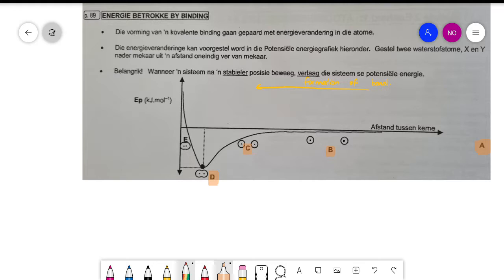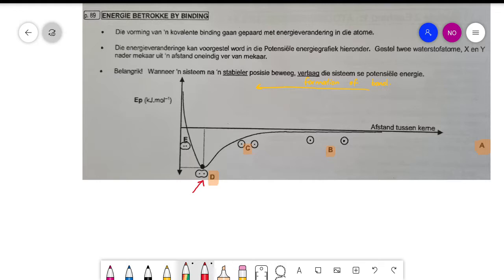So in other words, the potential energy is now at a minimum because they are at their happiest. Okay? Die groepering is op sy heel stabielste en die groepering sal by natuurlike posisie D bly. So in other words, this is actually where our graph ends. Hulle het nou H2 gevorm. Hulle is op hulle stabielste en hulle is happy daar. Okay. Now, at that point, there's two things that you can read off the graph.